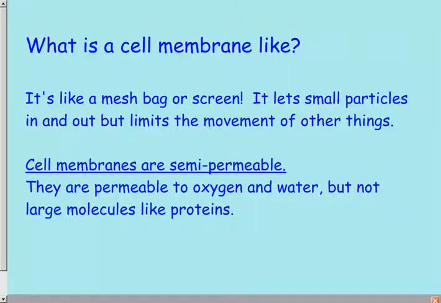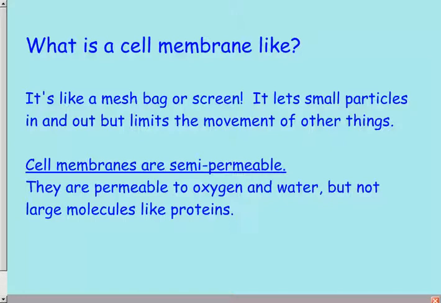Okay, so what is a cell membrane like? I would compare it to a mesh bag, a screen. I've talked about in class, it's like a screen on a screened-in porch. And it's going to let small particles in, but it limits the movement of other things. And that's where things get interesting.